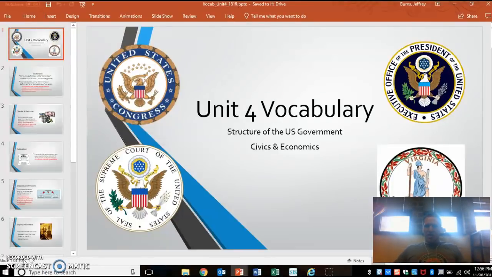We are going to talk here about the Unit 4 vocabulary. It's going to be a little bit different this next couple weeks. Unit 4 and Unit 5 are two shorter units, so we're going to combine them into one unit test. You'll have a Unit 4 quiz on this set of vocabulary and some of the content we learned about.